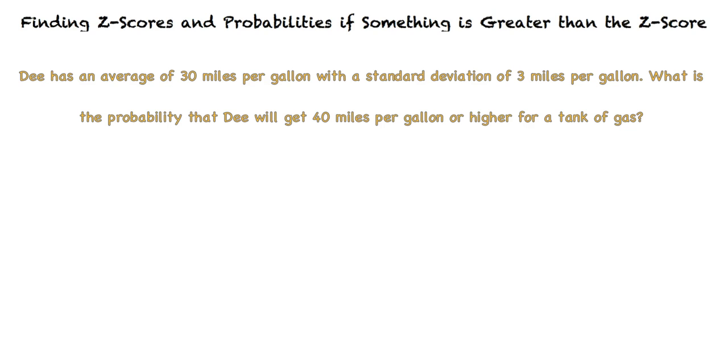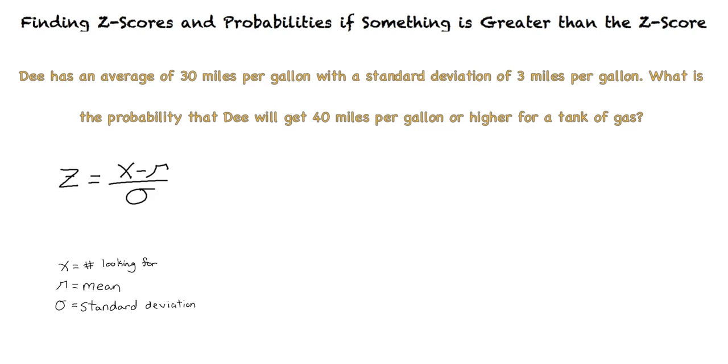We can find many different scores depending on what the question is asking for. For today, we will be using the Z score. We now need the formula, and the formula will be Z equals X, the number we're looking for, minus the mean, in other words, the average, all divided by standard deviation.